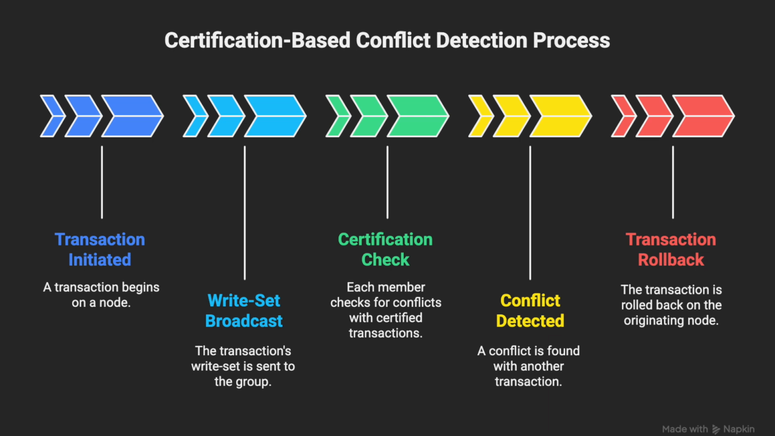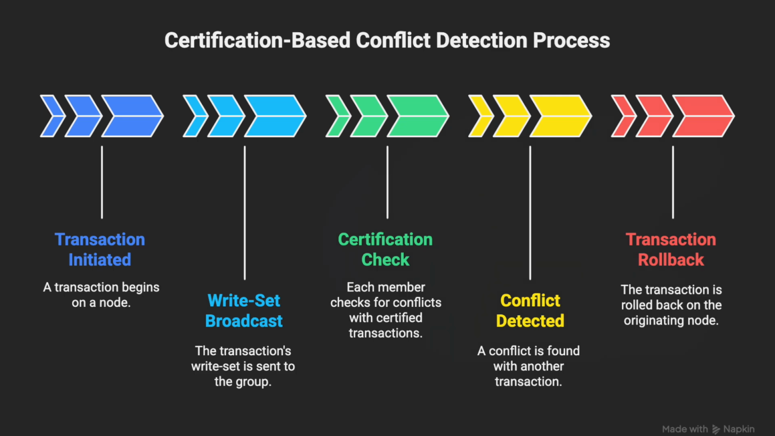It's a synchronous check before the commit happens anywhere. It's not some messy cleanup operation that happens asynchronously later. It's all about preventing inconsistency from ever occurring, rather than trying to fix it after the fact. That ensures data consistency right at the core. That makes sense. It sounds much cleaner.